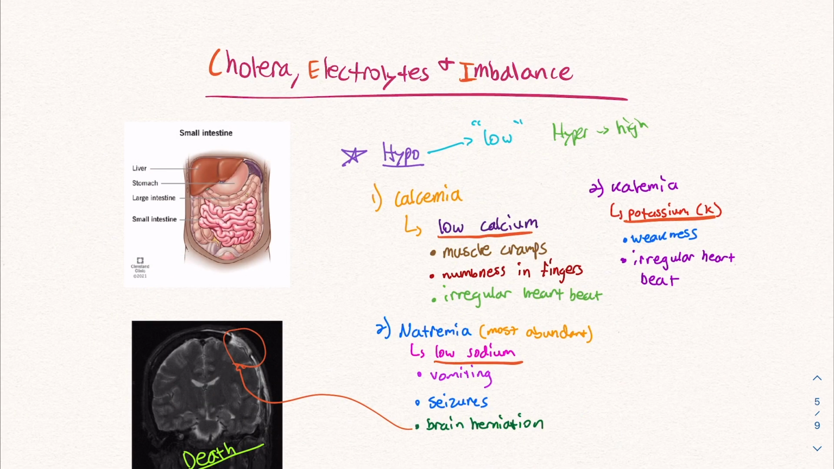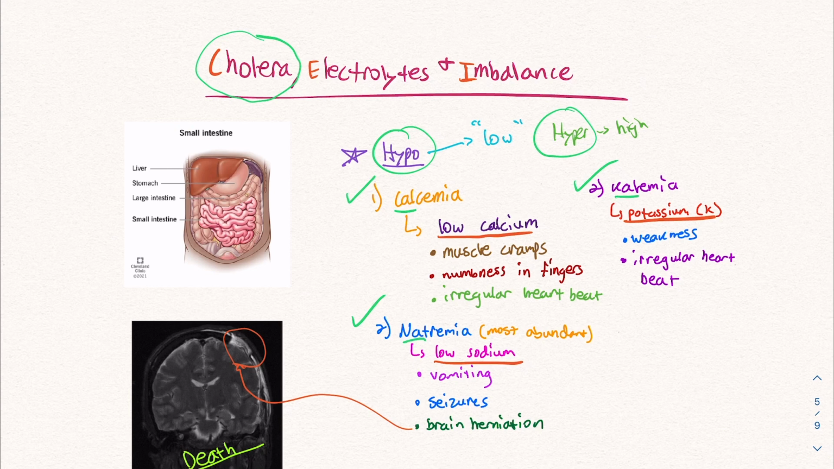So let's go back to the cholera example. We're going to talk about electrolytes and imbalance of electrolytes. So we're going to talk about the loss of calcium, sodium, and potassium. And we're going to use some definitions. Hypo means low. Hyper means high. So in this case, we're talking about hypocalcemia, hyponatremia, hypokalemia.